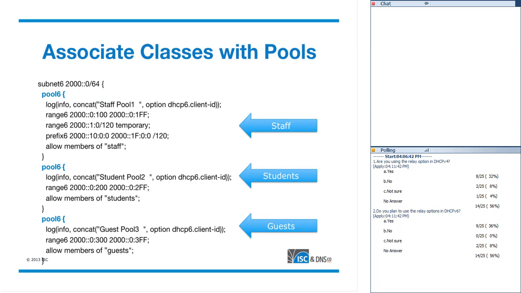More likely you'd have the students might get access to, say, a different printer versus the staff, and the guests might not get anything. You might give them just a captive portal type address where they can log in and connect up to a web server, and then put in their information and actually turn into a staff or a student, so you could give them the appropriate access.